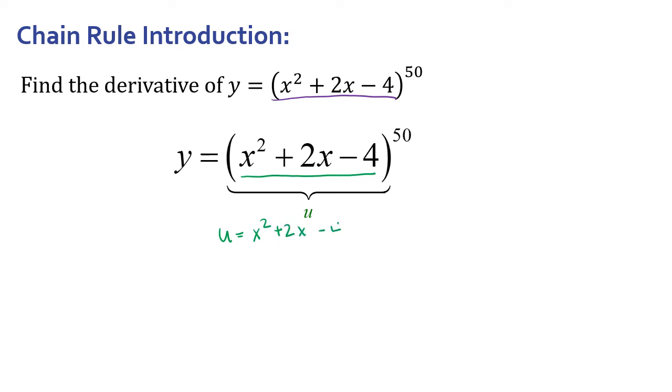Then the outside of the function is going to be something, like an x. In this case, we're going to call it u since I've let this equal u. So our outside function is going to be u to the 50th power, because that's essentially what y is. If I'm letting u equal this, I can replace that with a u and rewrite it as u to the 50th. Now notice u to the 50th, I can differentiate that.